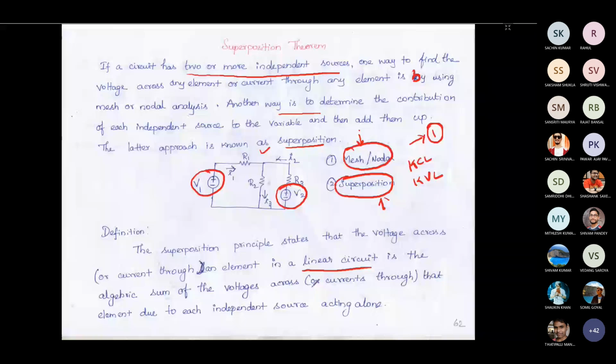Means that, as I said before, the individual source contribution we are going to find out, and the resultant current through that particular branch, or the resultant voltage across any element, can be the addition of the two individual responses given here. Okay, this is applicable only to linear circuits. We will discuss linear circuits later, but just keep it in mind that this is applicable only to linear circuits. Okay, so let us proceed.